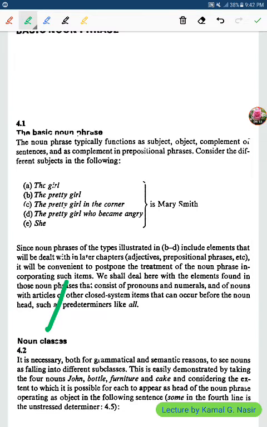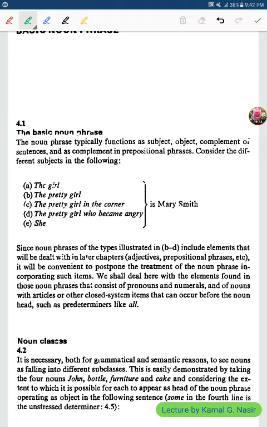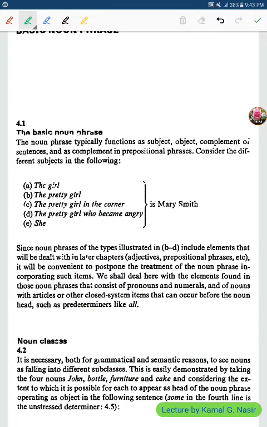It is necessary both for grammatical and semantic reasons. So why do we need to know the noun classes? For two reasons. One is grammatical and the other is semantic. Semantic related to meaning, whereas grammatical means related to structure. So we need to know the noun class in order to know the structure of the noun and in order to know the meaning of the noun.